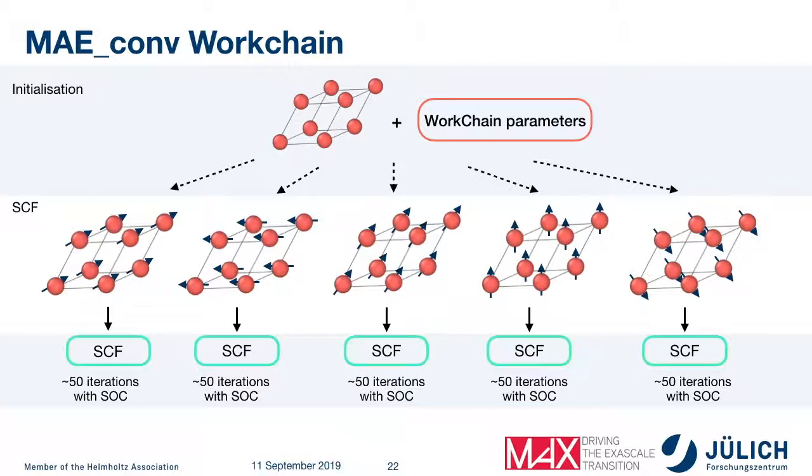We will end up with a quite demanding task. In this example, you will need to do at least 250 iterations with spin-orbit coupling. It can be computationally demanding. However, it will work and generate outputs. It works fine, but you probably did it yesterday.